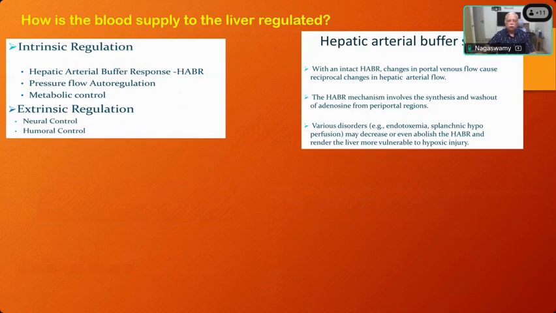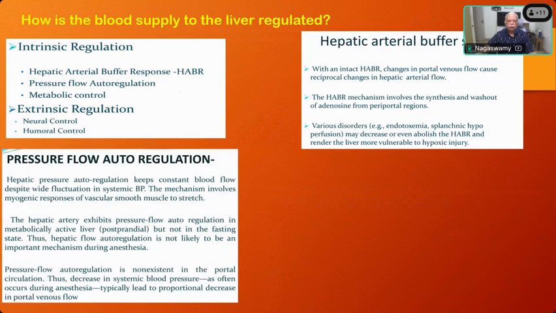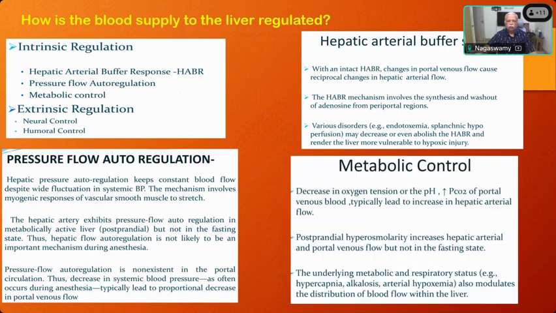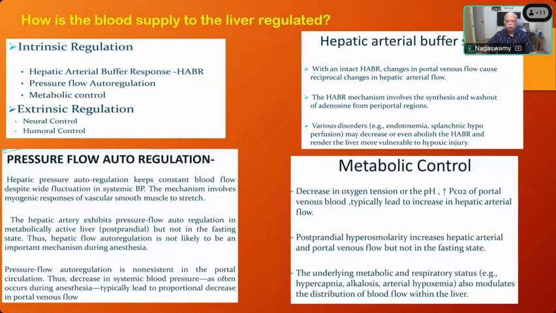So that is called the major response. There is a pressure flow autoregulation and metabolic control, which is also a decrease in oxygen tension or pH, increase in PCO2, all this increases hepatic arterial flow. And postprandial hyperosmolarity also increases hepatic arterial and portal venous blood flow. But if the patient is in fasting, this will not happen.